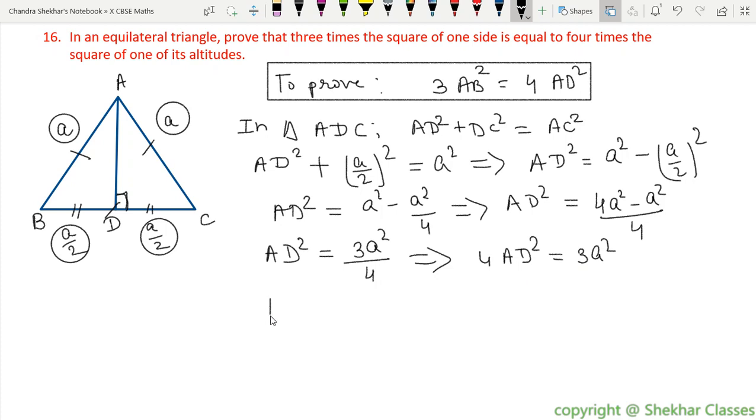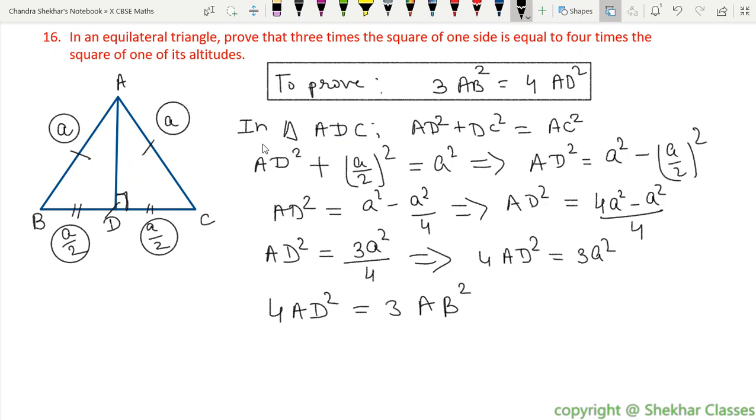So substituting the value here, we can write 4AD square is equal to 3 times A, which was nothing but AC, so I can write AC square. So this is proved. In fact, I was supposed to prove 4 times AD square is equal to 3 times AB square. So either I write AB or AC, not a problem here, because A is equal to either AB or AC.